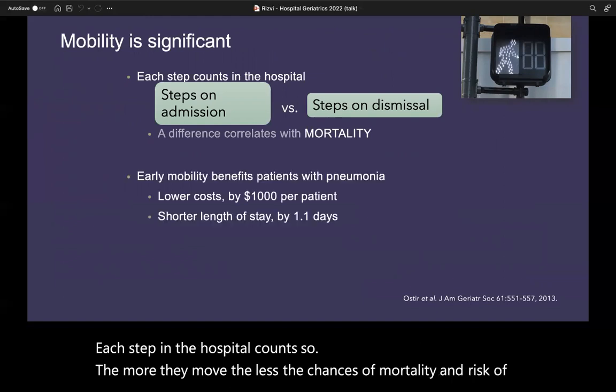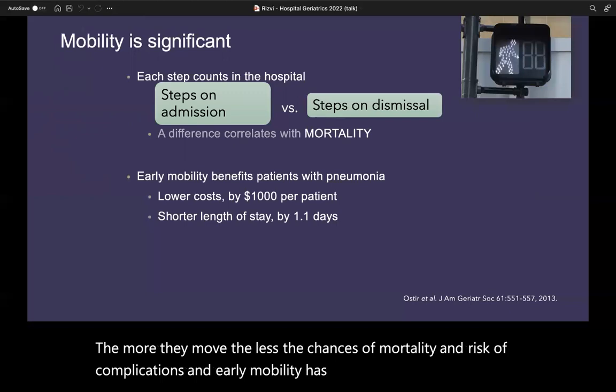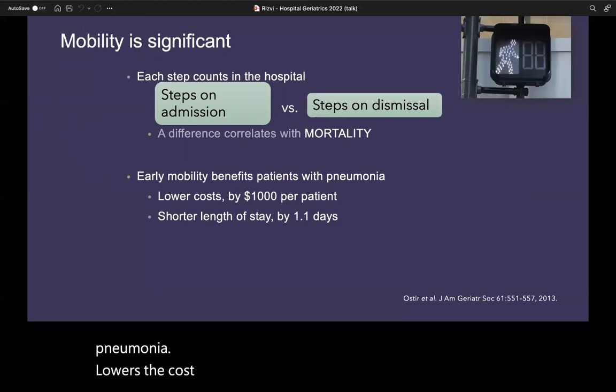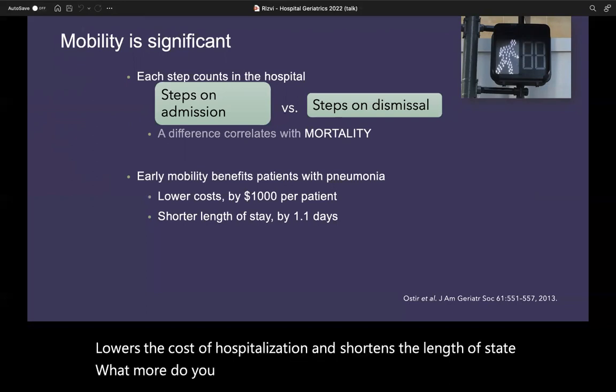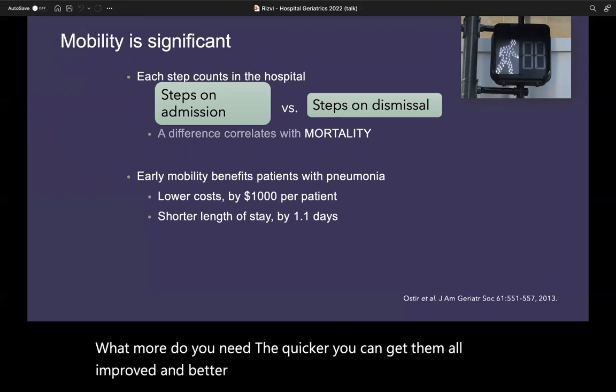And early mobility has benefits in patients with pneumonia. It lowers the cost of hospitalization and shortens the length of stay. What more do you need? The quicker you can get them improved and better, you can get them out of the hospital.